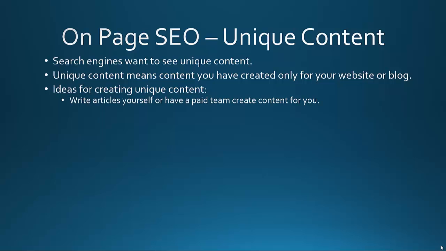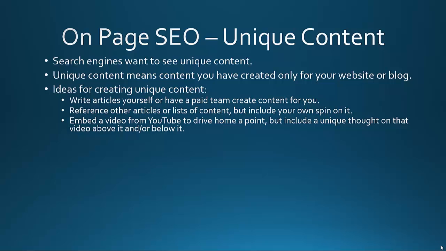Ideas for creating unique content include write articles yourself or have a paid team create content for you. That's where outsourcing comes in, but make sure they understand your content creation goals and your needs. You need quality, unique content. Reference other articles or lists of content, but include your own spin on it when you do that. We talked about that briefly on the last slide. Embed a video from YouTube to drive home a point, but include a unique thought on that video above it and/or below it. And we've mentioned that as well as a strategy.